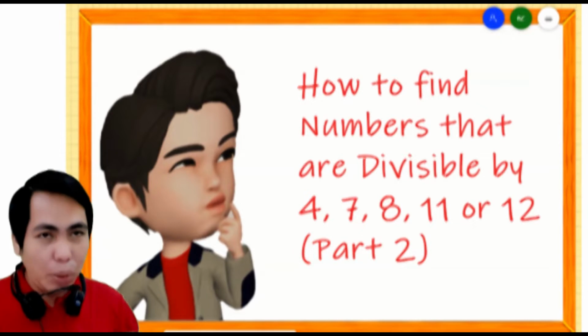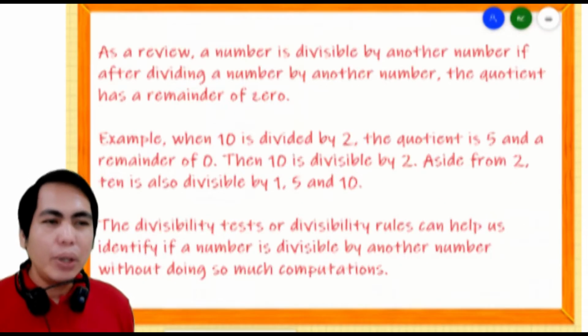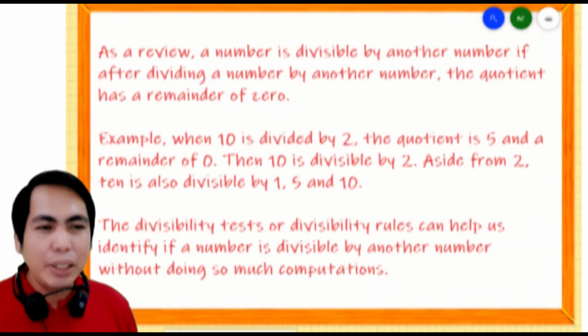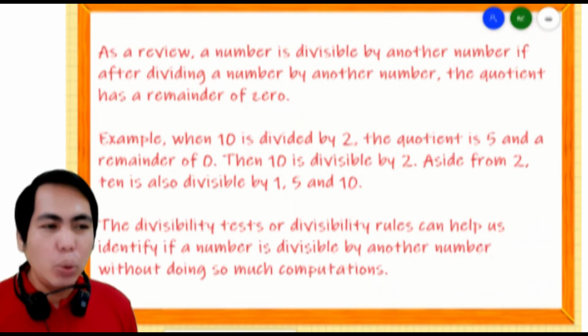As a review, a number is divisible by another number if after dividing a number by another number, the quotient has a remainder of 0. For example, when 10 is divided by 2, the quotient is 5 and a remainder of 0. Then 10 is divisible by 2. Aside from 2, 10 is also divisible by 1, 5, and 10.